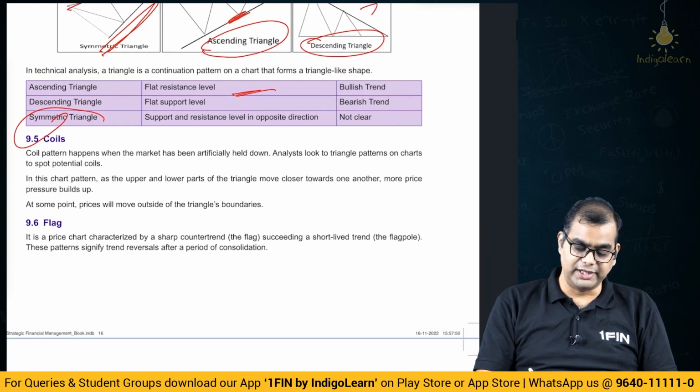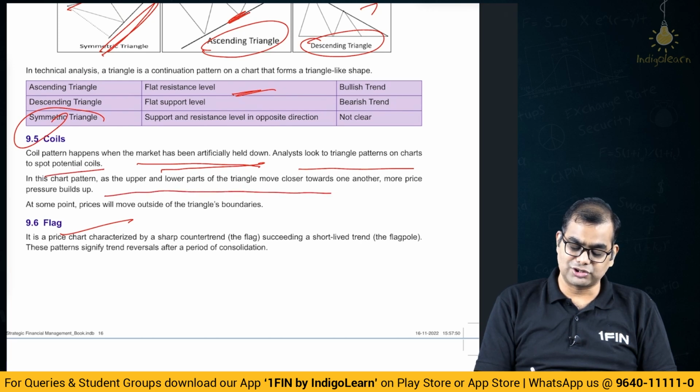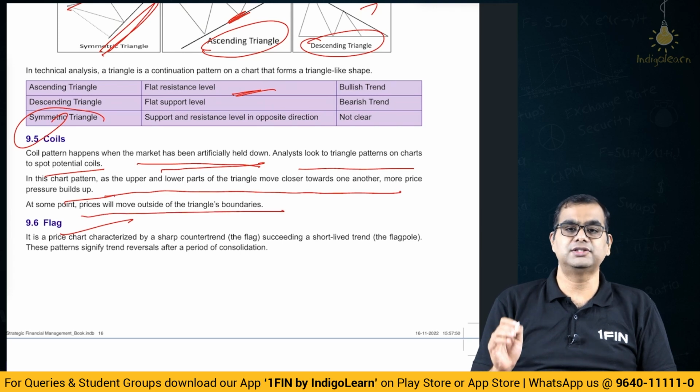Then you have something called as coil. You have something called as flag. The coils happen when the market has been artificially held down. Analysts look for triangle patterns on charts to spot potential coils. In this chart pattern, as the upper and lower parts of the triangle move closer towards one another, more price pressure builds up. At some point, prices will move outside of the triangle's boundaries.